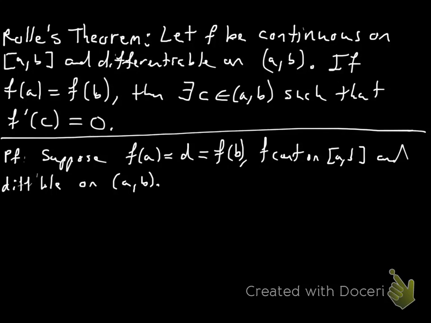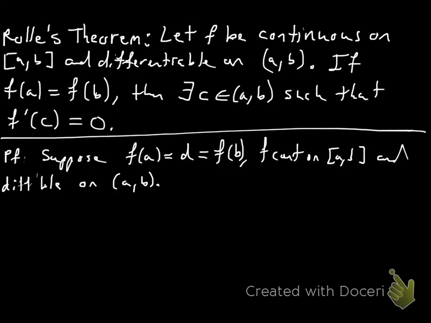Alright, starting 3.2, they start out with something called Rolle's Theorem. And Rolle's Theorem is going to be used a little bit later to prove the mean value theorem, which is real important for later sections.